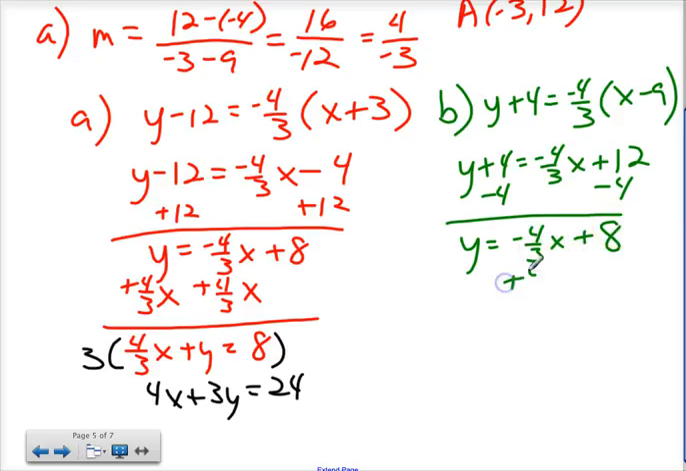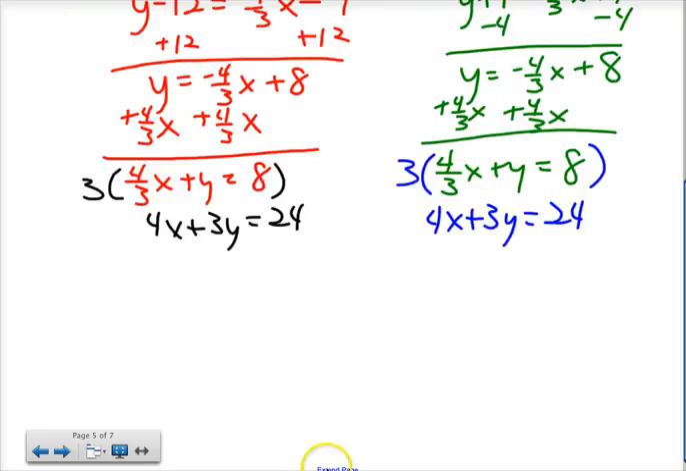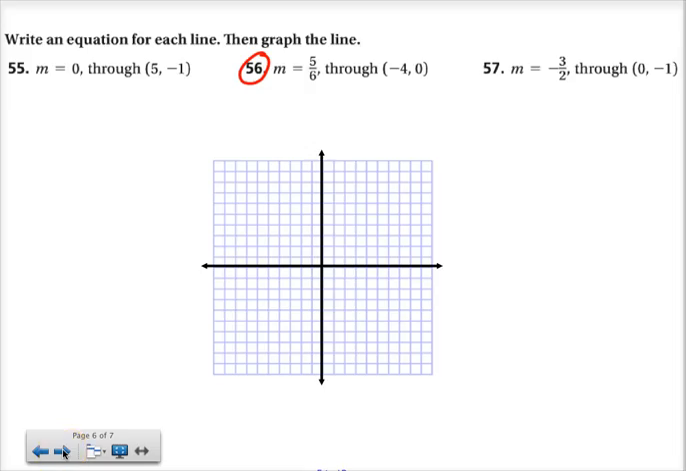And then I'll go ahead and add my 4/3 of x to both sides. So I have 4/3 x plus y equals 8. And last but not least, multiply every term in the equation by 3. 4x plus 3y equals 24. And they are exactly the same. So what do we notice? They are the same. And I believe that was the last one that I thought anybody would ask. Oh, no, got another one here.